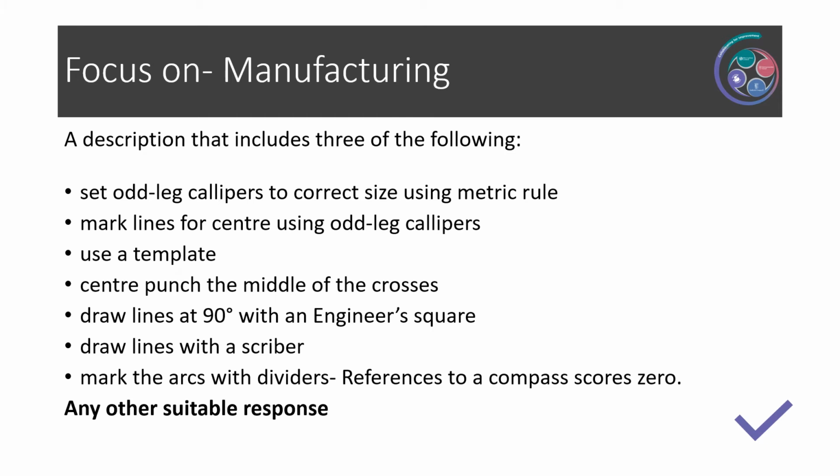Pay close attention to the last bullet point there. You have to mark the arcs with dividers. Anything that says a compass requires 0 marks. A compass is an incorrect tool, a compass is a drawing tool, and a pencil mark would not be seen on metal.